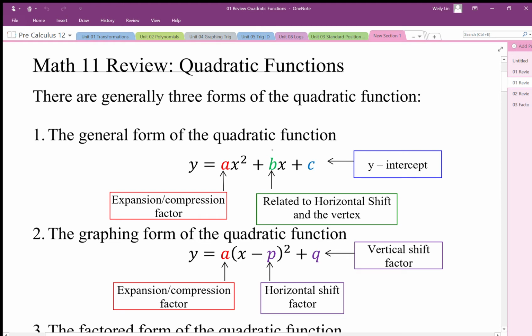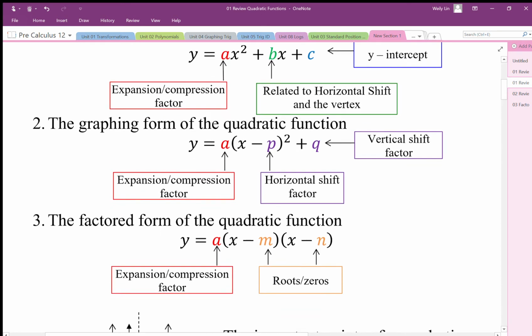This b value probably has the least amount of information that's available to us, but it does actually have something to do with vertical shift. Okay, so we'll be able to relate it to the vertical shift in a way, and there's actually something called Vieta's formula, which relates that b value to where the vertex is.